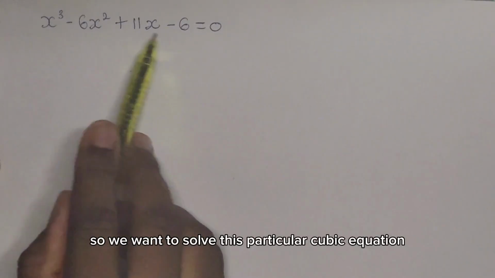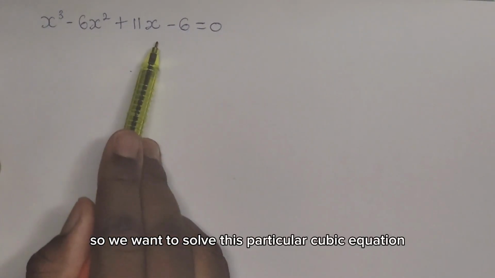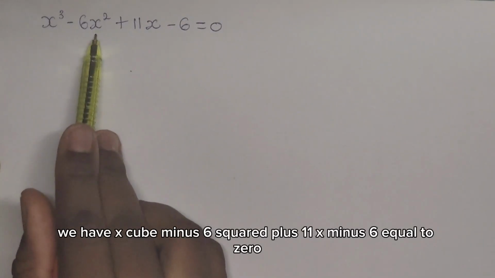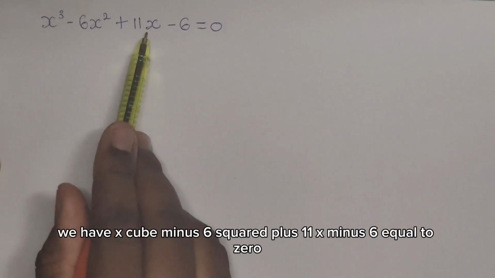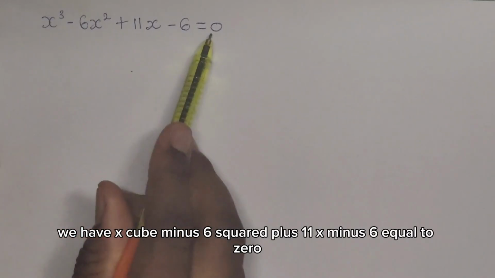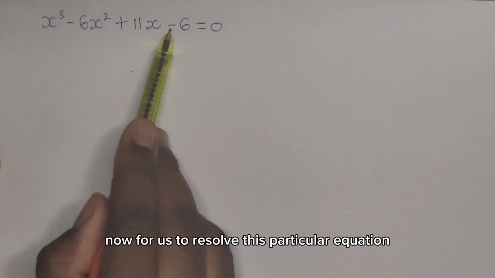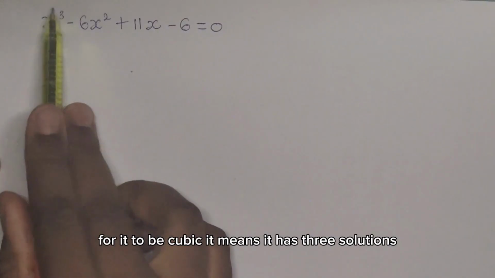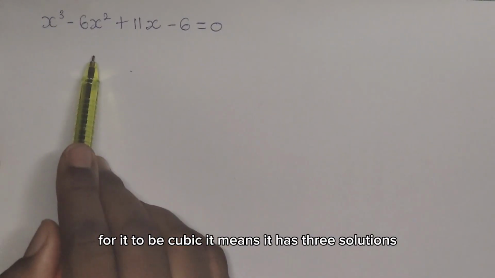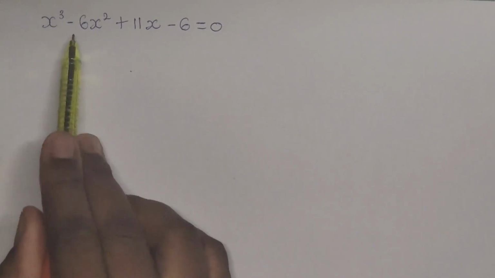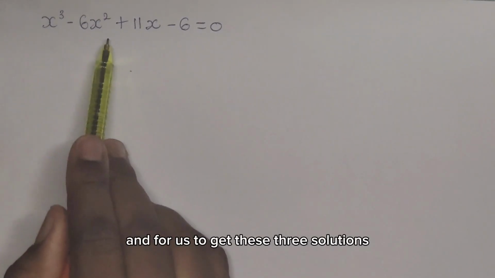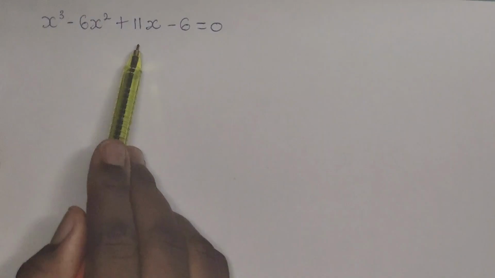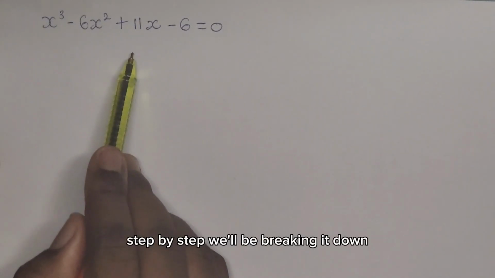So we want to solve this particular cubic equation. We have x cubed minus 6x squared plus 11x minus 6 equal to 0. Now for us to resolve this equation, for it to be cubic, it means it has 3 solutions. And for us to get these 3 solutions, we'll be breaking this equation down gradually, step by step.